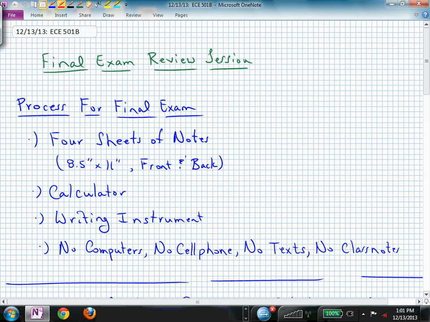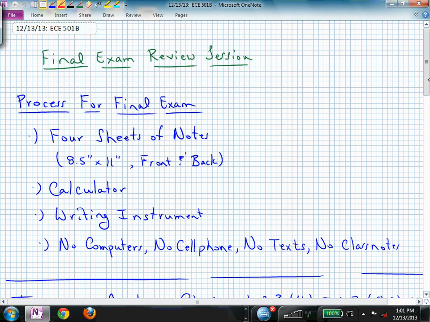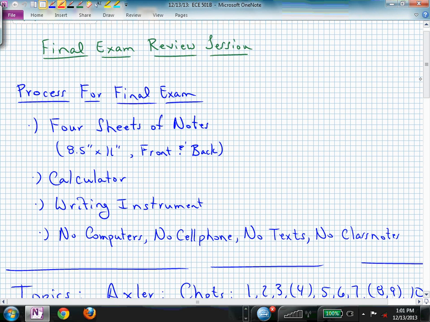Welcome to the final exam review for ECE 501B. The process for the final exam, I hope, is no surprise to anyone. There's 4 sheets of notes. You can bring a calculator, something to write with, but then everything else is a no. No computer, no cell phone, no textbook, no class notes. You do get 4 pages of notes, and that's effectively 8 sides of 8.5 by 11 sheets of notes.